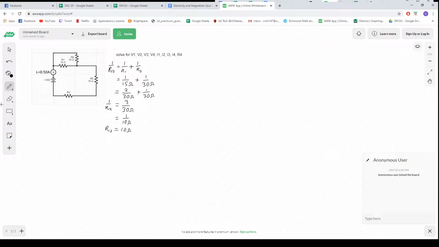So now what we've done is we have made an equivalent resistor. So we can take this, paste it, put it over here. And effectively what we've done is we've reduced these two resistors here into just one resistor with a resistance of 10 ohms. So let's draw that in. And then we can label that. R12, which is equal to 10 ohms.